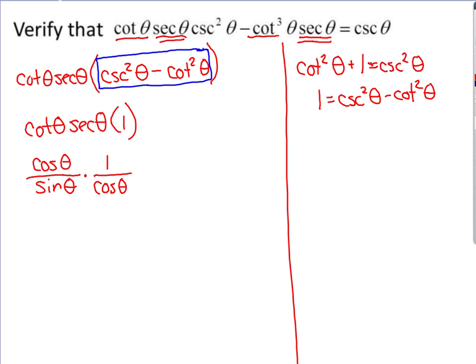If you notice, we have a cosine on top and a cosine on bottom. So if we multiply straight across, this is just going to be 1 over the sine of theta. And the reciprocal of sine is cosecant.